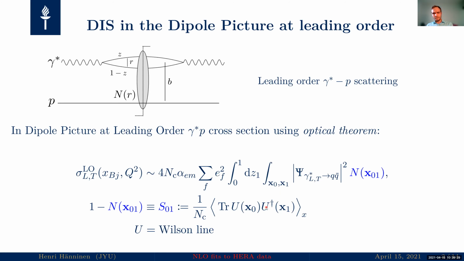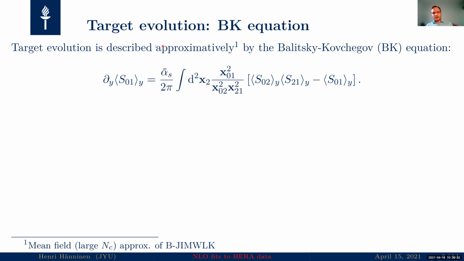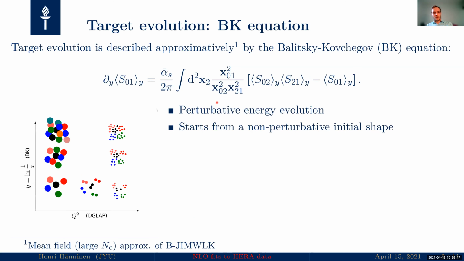the scattering. So then let's look at the energy evolution of the target, which is described approximately by the Balitsky-Kovchegov equation, which is a differential equation in rapidity for the scattering matrix. And to give you an idea where it fits in a larger picture, I show you a schematic figure with the DGLAP evolution on the horizontal axis, and then we have BK evolution on the vertical axis that then takes the target towards saturation. And so this provides us with a perturbative energy evolution that starts from a non-perturbative initial shape.